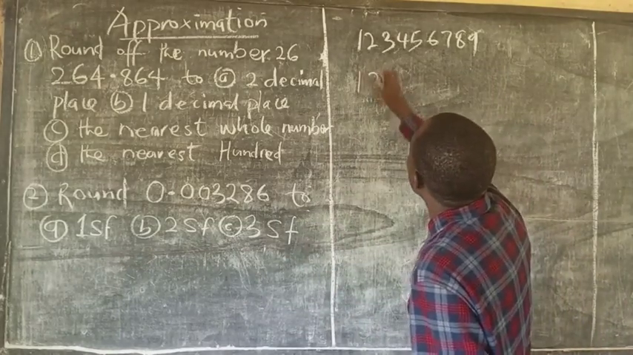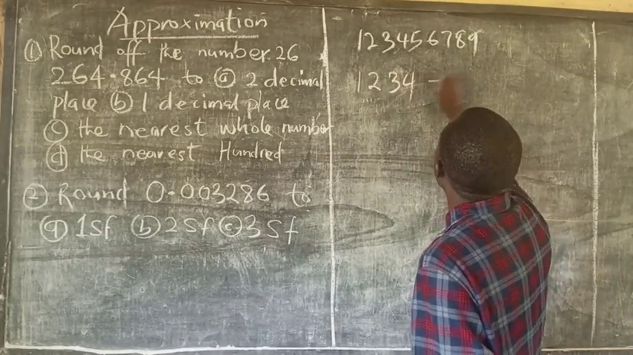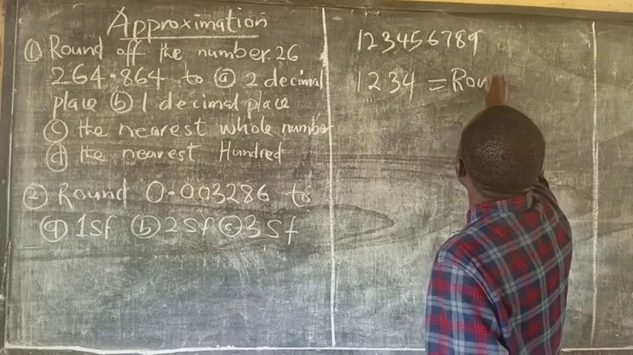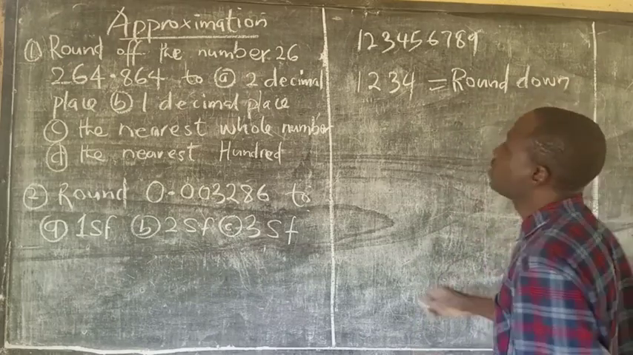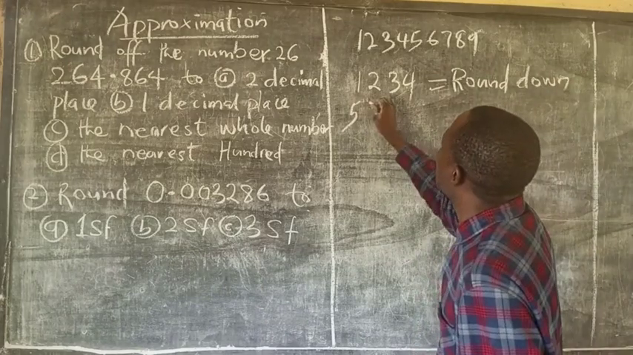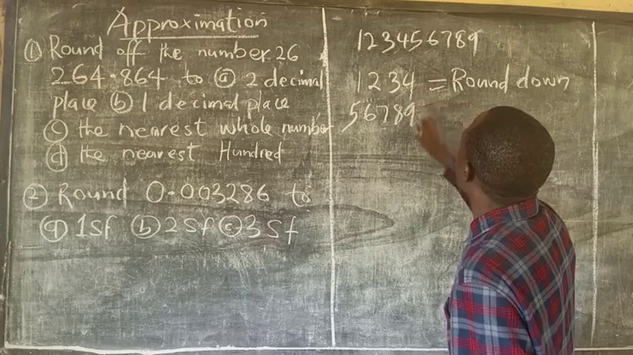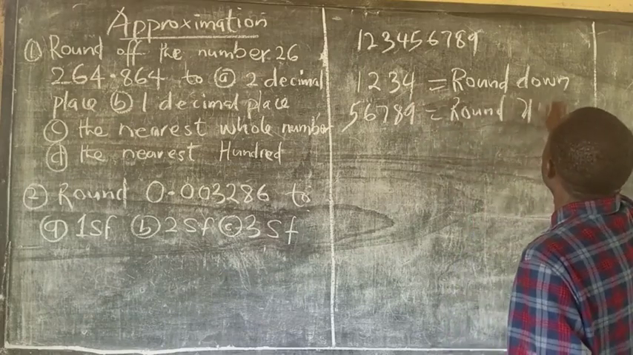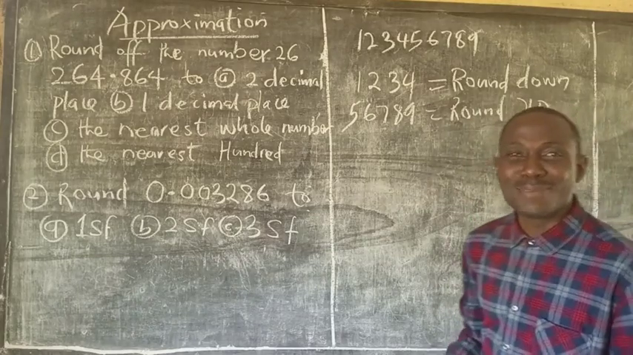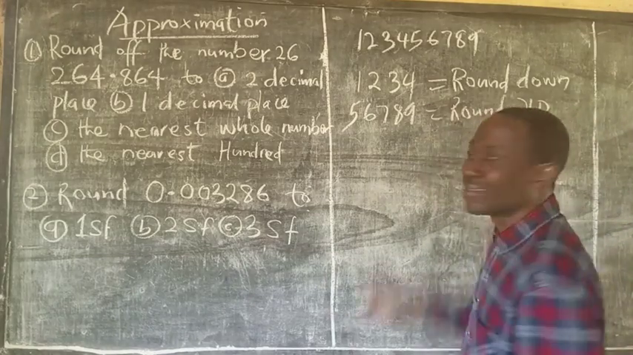For example, 1, 2, 3, 4: you have to round them down. And 5, 6, 7, 8, and 9, you round them up. What does it mean to round down and round up?